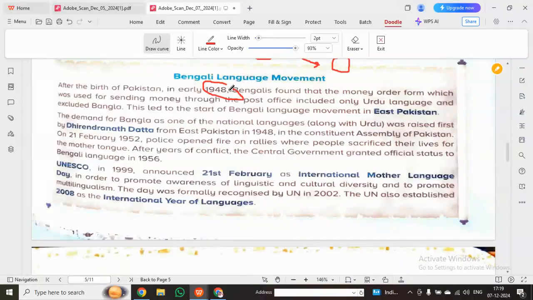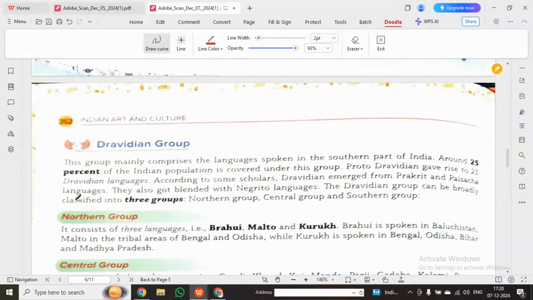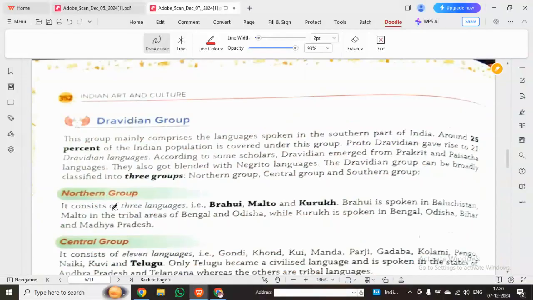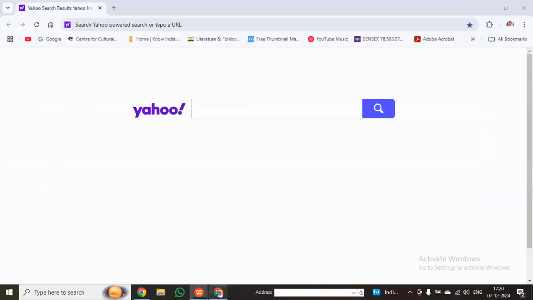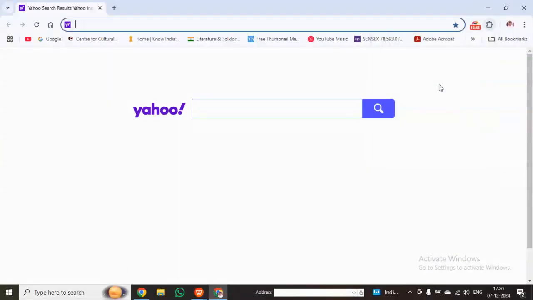बहुत कॉन्फ्लिक्ट्स हुए, बिकॉज 1947-48 के बाद ये स्टार्ट हो गए थे, एंड ऑफिशियल स्टेटस मिला है इसको 1956 में जाके बंगाली लैंग्वेज को। यूनेस्को में इंटरनेशनल मदर लैंग्वेज डे 21 फरवरी, इंटरनेशनल ईयर ऑफ लैंग्वेज अगर पूछा जाए तो 2008, वेरी इजी। Moving to the Dravidian one, now we have done the Indo-Aryan group of languages, now we'll move to the Dravidian ones.